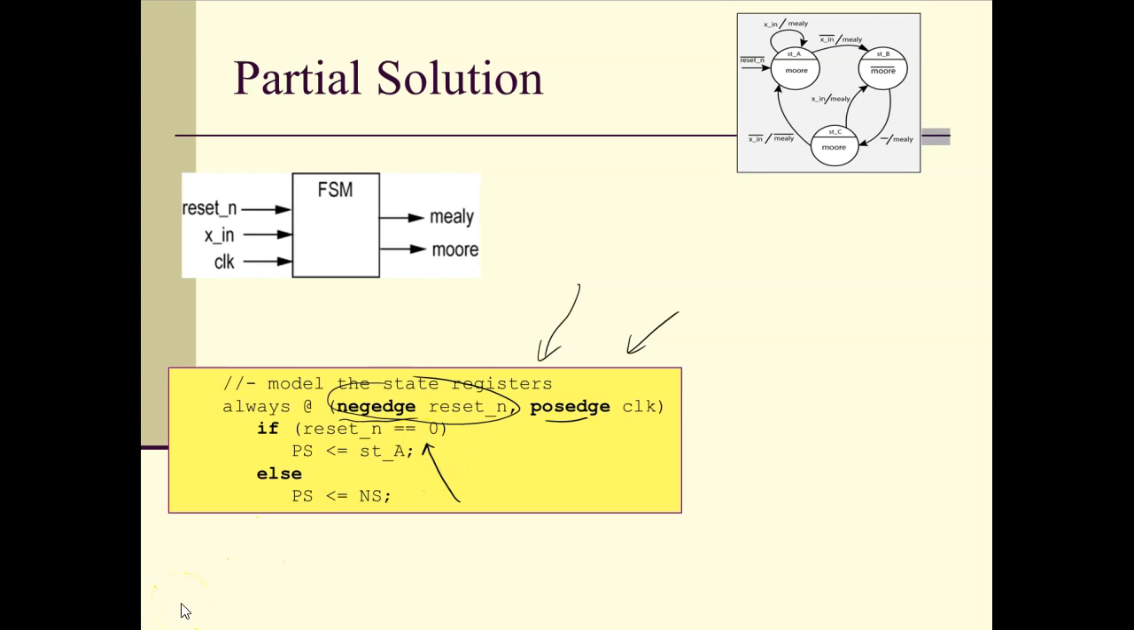Once again, it is an always block, and by the notion that I use the pos edge and neg edge in the sensitivity list, any value that I assign in the always block is going to be a register. The only thing I'm assigning in this always block is PS, so PS is going to represent the state registers for this design. As you can see, it is a sequential design, which is why I use the non-blocking operators in this.